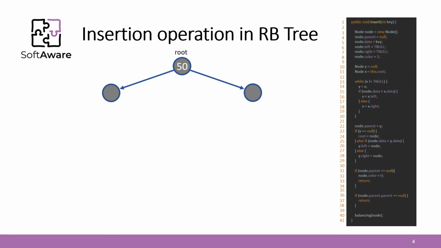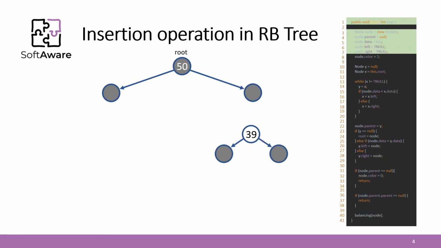Next, we insert key value of 39. Again, we initialize its node constructor variables. We create a local y null node, which later will be used to point to the parent node of node 39. And we create a local x node variable to find its location starting from root.